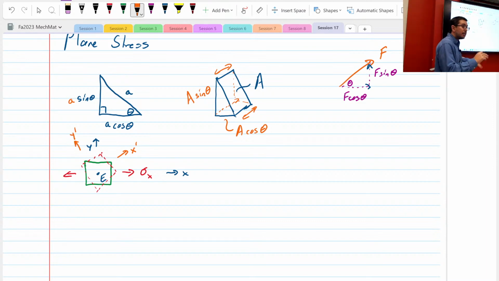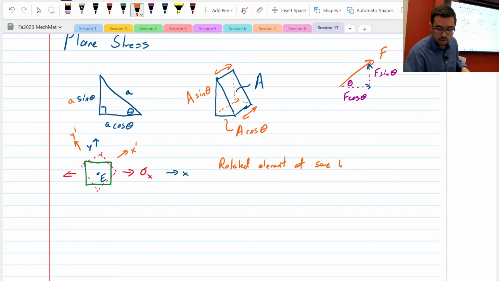That's right. Okay. So the rectangle, the material element really is infinitesimally small. Right. Okay, but it has some delta width, some delta height, right? And all we're doing is we're rotating this element, but it's at the same location, right? So rotated element at same location E. So what does this mean for the state of stress?